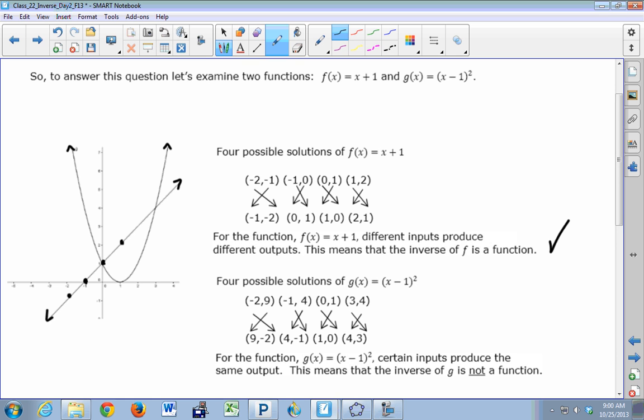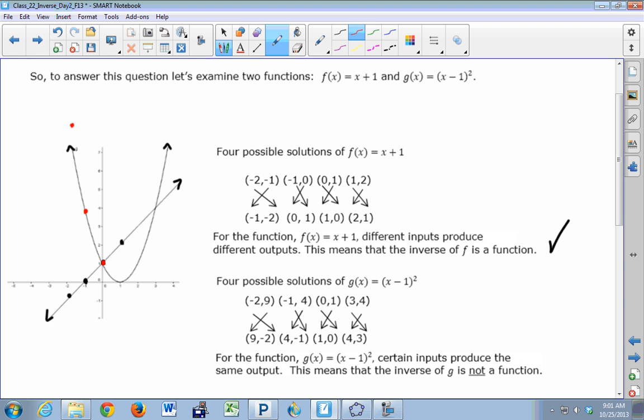Again, I've plucked off 4 solutions to this equation. I put -2 in here for x. -2 take away 1 is -3, and when I square it, I get 9. So I just plucked off 4 points from this parabola. Let's put those in red. -2, 9 is somewhere up here. And -1, 4 is right there. And 0, 1 happens to be the same point as where the line is. And 4, 3, oh, that doesn't seem to work.